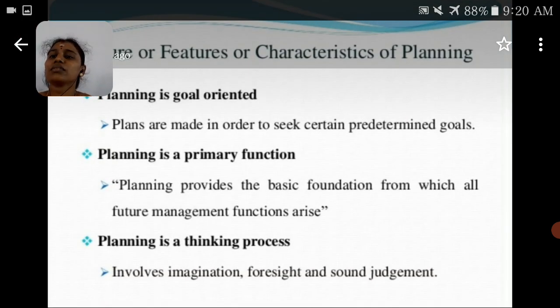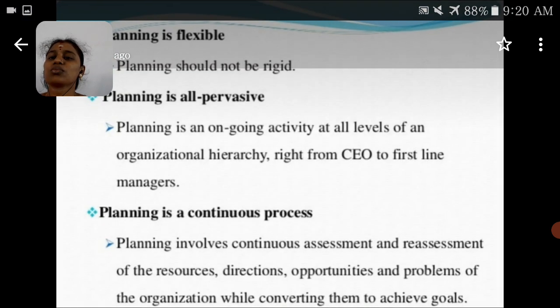Next, nature of planning. Planning is goal oriented. Plans are made in order to seek certain predetermined goals. Next one, planning is a primary function. Planning provides the basic foundation from which all future management functions arise. Next one is planning is a thinking process. Involves imagination, foresight and sound judgment.